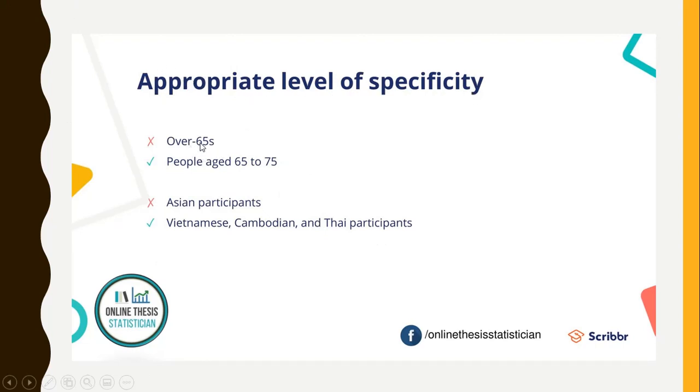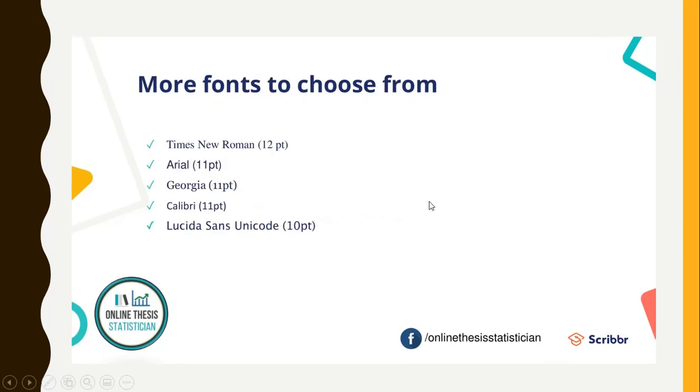And appropriate level of specificity. You do not say "over 65s," right? You say "people aged from 65 to 75" or "65 to 80." You have to be specific. And instead of saying "Asian participants" in this study, you do not say that. So in this study, our participants are Vietnamese, Cambodian, and Thai. Okay, so be specific.